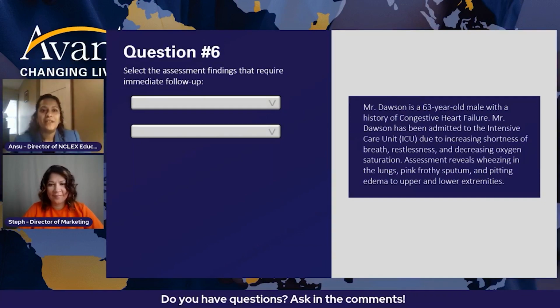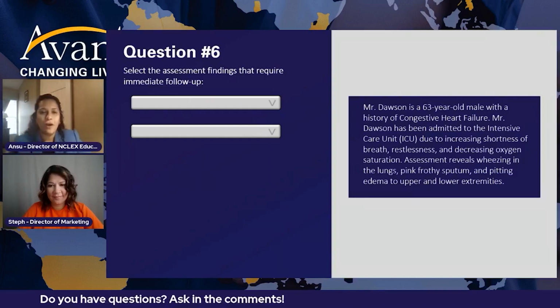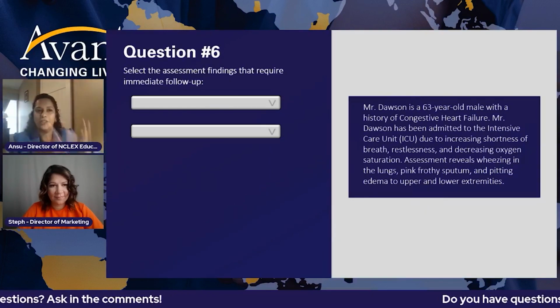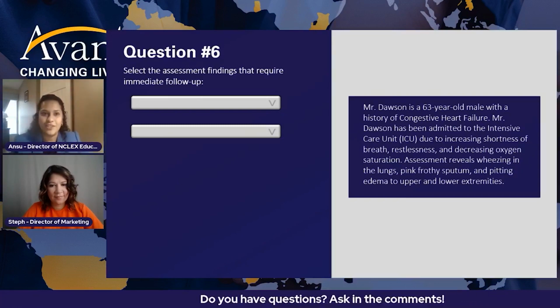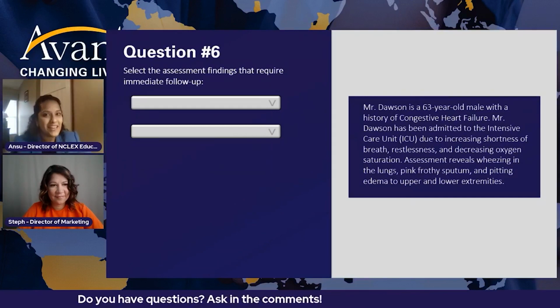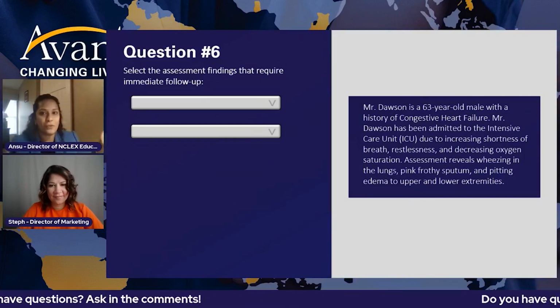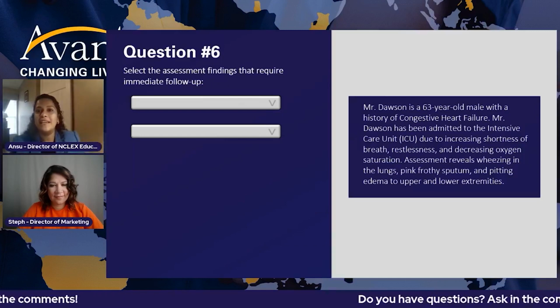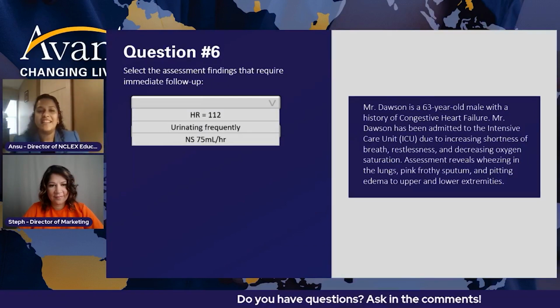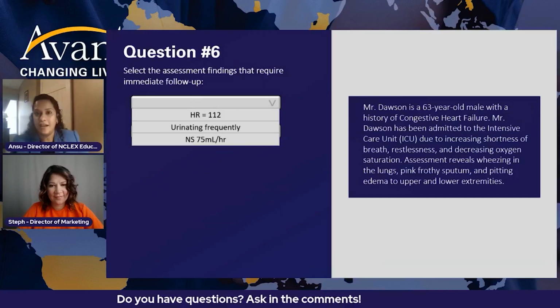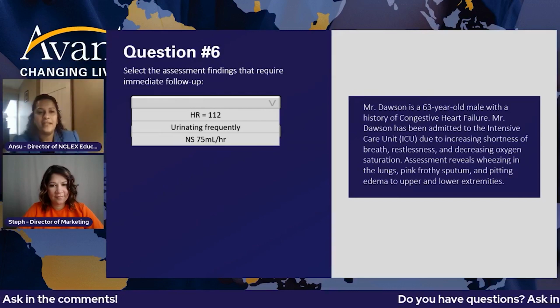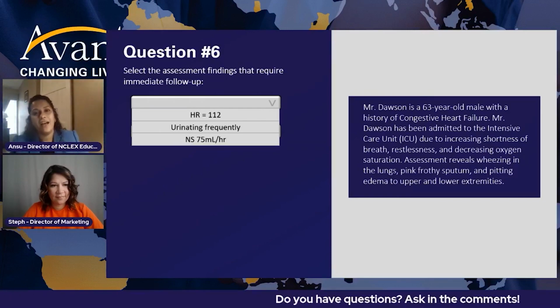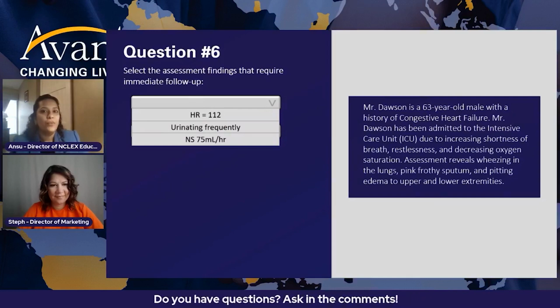But I did not get what I was looking for. Probably that assessment finding kind of threw you off. The question was which of the following results or orders that you saw concerns you. So everybody got that potassium correct, right? 3.1. The patient is on furosemide, which means that his potassium will keep dropping. But there was another thing that was concerning. In that drop down, you have 3 things: the heart rate, urinating frequently, and normal saline at 75. Out of these 3, which order or which finding concerns you?